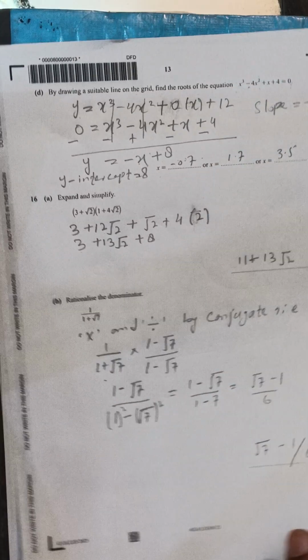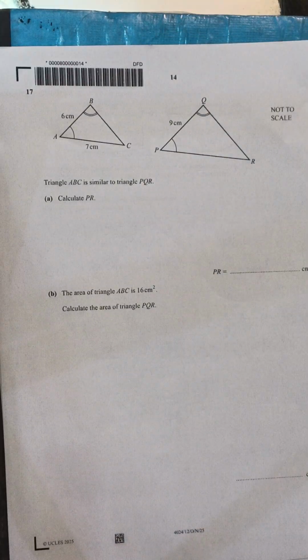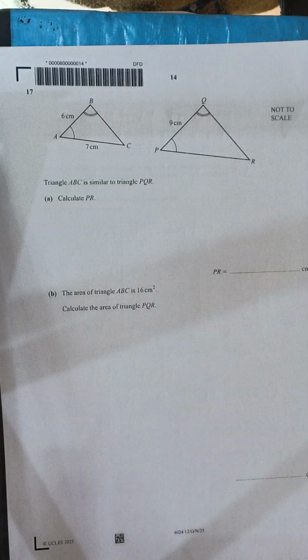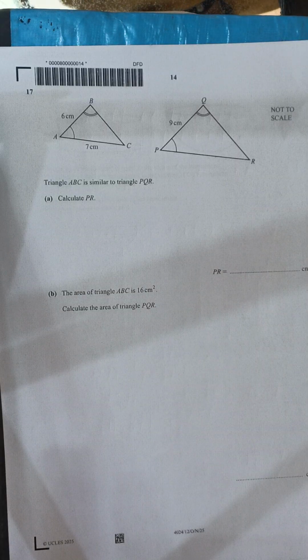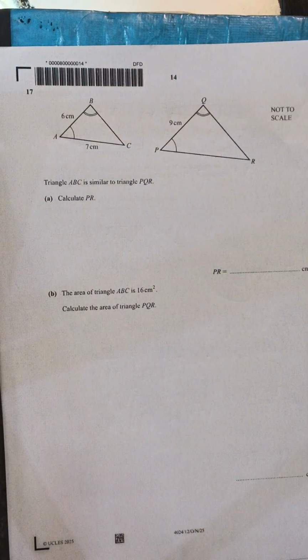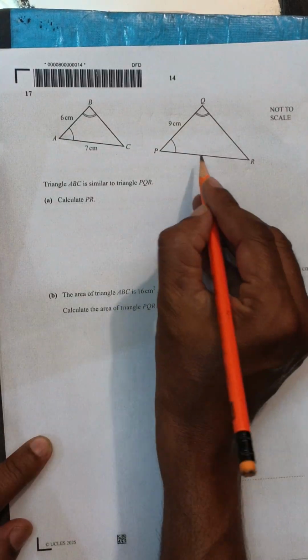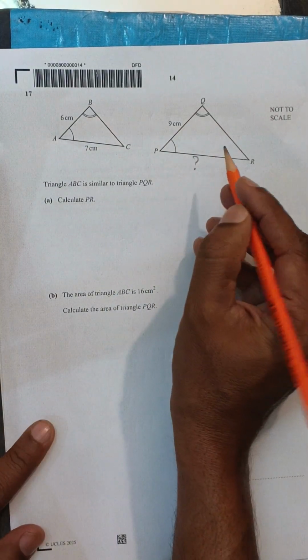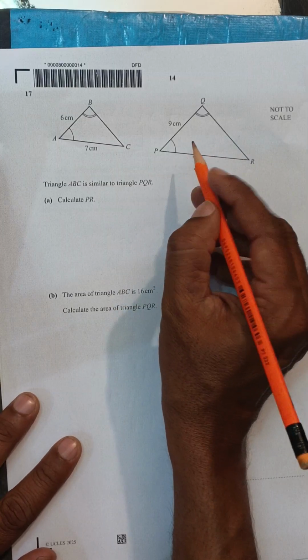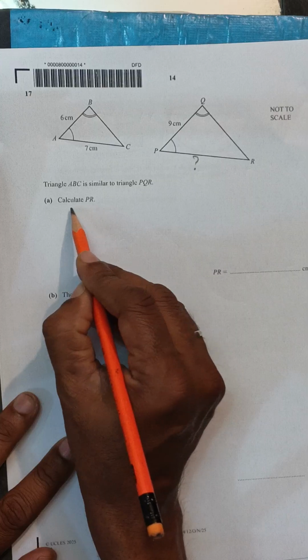Now question number 17. Question number 17 is related to the diagram of similar triangles. The triangle ABC is similar to the triangle PQR. Calculate PQ and PR. You need to find out this distance. So how will you find out this distance? There is a criterion to find it.